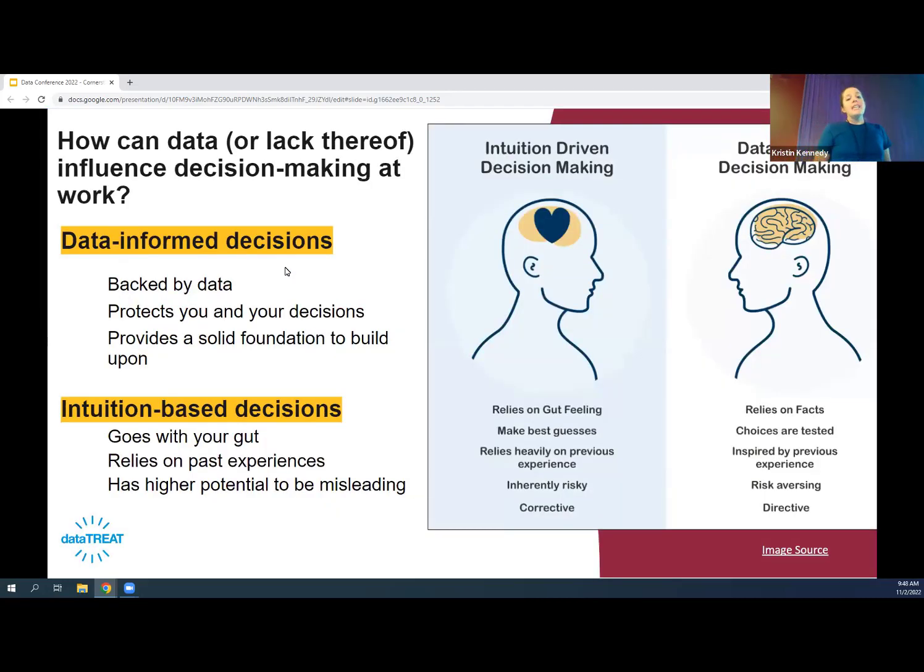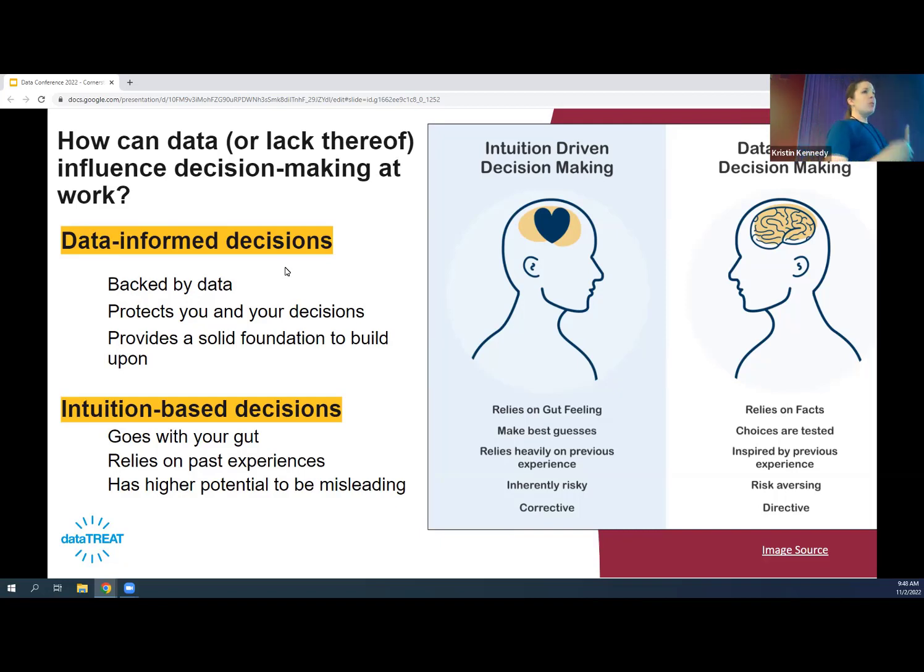So a question is, how can all these data points that we're collecting affect my decision making? There are two different kinds of ways to make decisions: a data-informed way, and an intuition-based way. One way is not necessarily better than the other. They really need to be worked in tandem with each other.